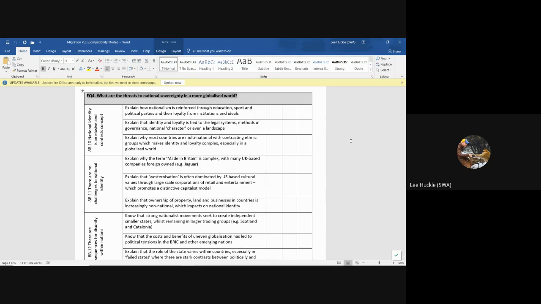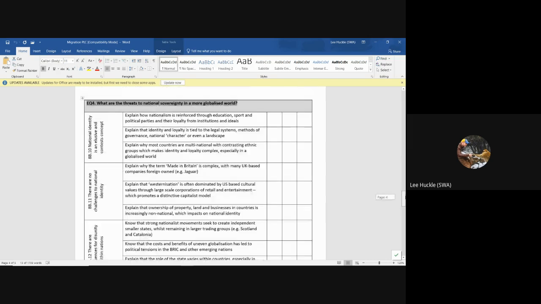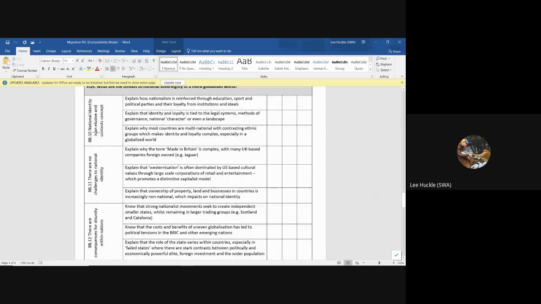So this EQ4 tends to focus down onto the sovereignty part of the title of the unit. Again, though, referring back to this globalized world. Great synoptic links again to the globalization unit, as well as diverse places and as well to superpowers. So the key subsections of EQ4, as you can see here, you might have to turn your head, is 8B.10. National identity is an elusive and contested concept. So we explore that to begin with.